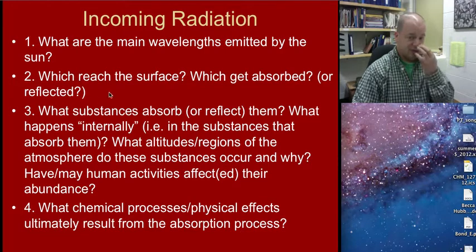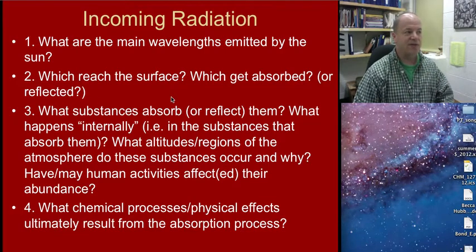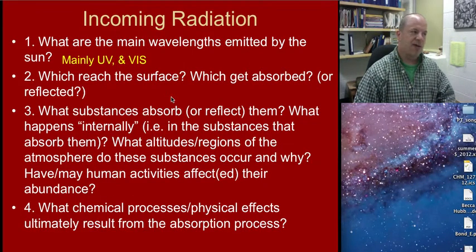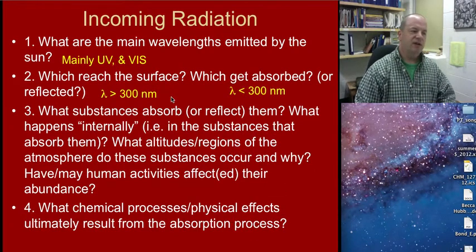We know the answer to the first question because we know that the sun is a 5800 Kelvin black body, and it's going to emit mainly ultraviolet and visible. Okay, and the peak wavelength is right in the middle of the visible spectrum, but it's mainly that higher energy light that can do photochemistry, and not the lower energy light, which reaches the surface. Well, as it turns out, wavelengths longer than 300 nanometers reach the surface, and wavelengths shorter than 300 nanometers get absorbed in the ozone layer.